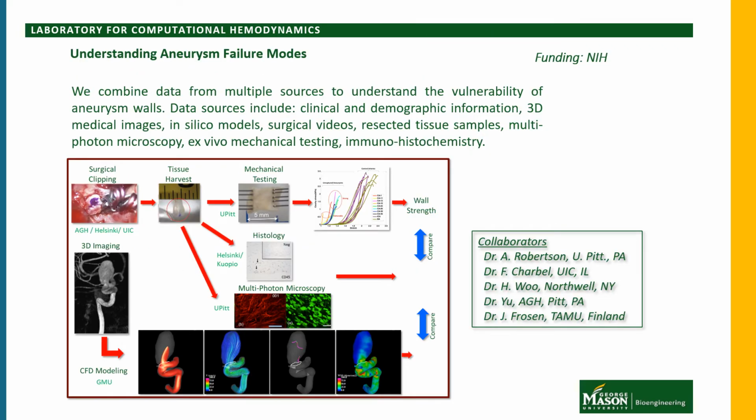An example project focuses on understanding the different failure modes of cerebral aneurysms and the conditions that predispose aneurysms for destabilization and eventual rupture. For this purpose, we are collaborating with researchers from the University of Pittsburgh and neurosurgeons from 4 clinical centers to collect tissue samples, medical images, and clinical information, and combine this data with ex vivo multiphoton microscopy, mechanical testing, and image-based patient-specific computational models to understand the interaction between blood flows and the biological responses of the wall that lead to wall degeneration and weakening.